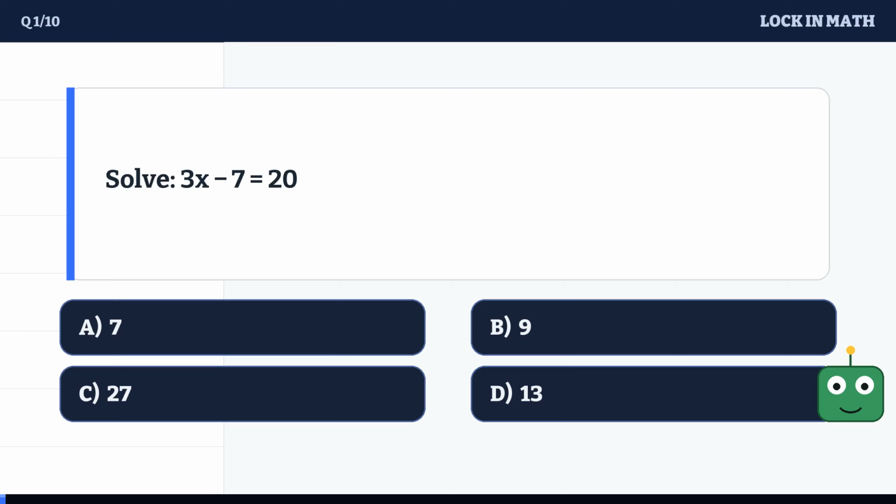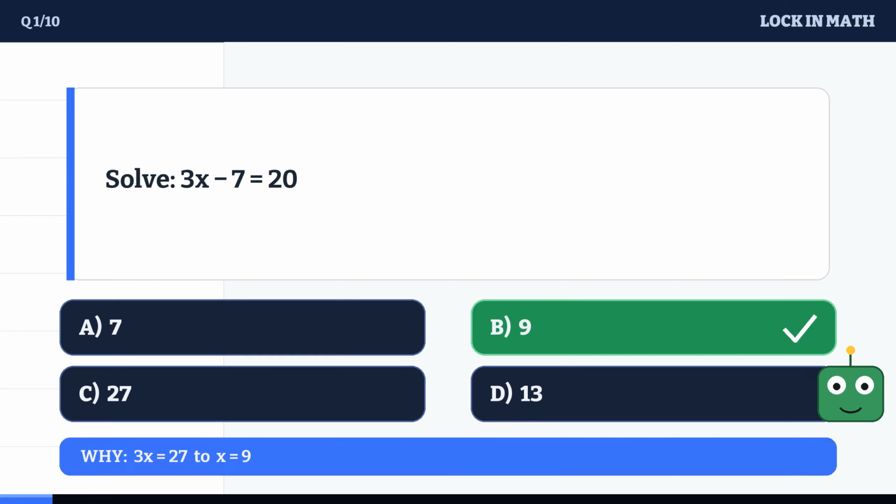Solve. 3x minus 7 equals 20. Nine. Add 7 to both sides. 3x equals 27, then divide by 3. 27 is the trap. That's 3x, not x.